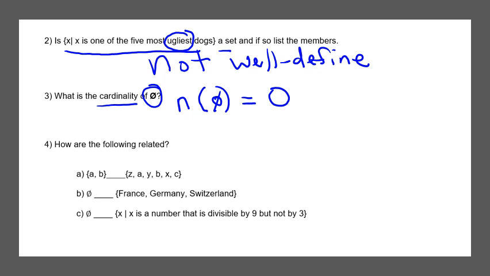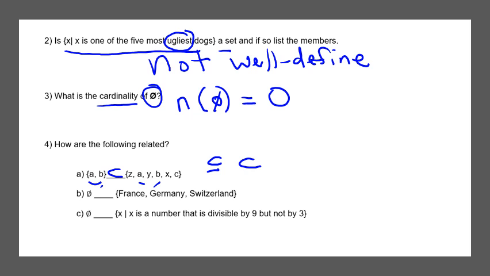Number 4, how are the following related? So if you look at the 2 items on the left and right, how would you interpret them in terms of having some sort of relationship? If you look at problem A, the elements on the left-hand side are elements on the right-hand side. So we know this is at least a subset. Now, if you notice, the set on the right-hand side contains elements not in the set on the left-hand side. So it's actually a proper subset.